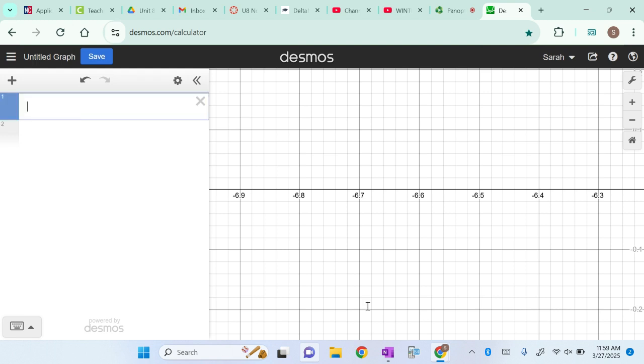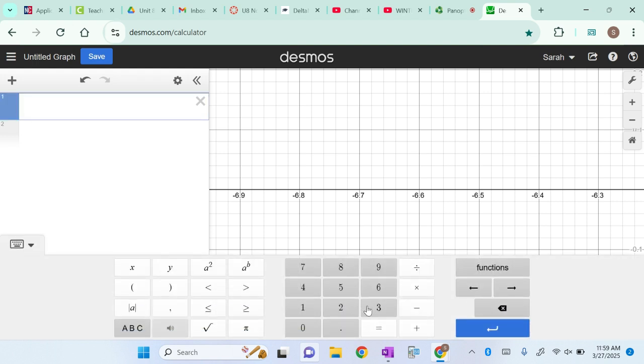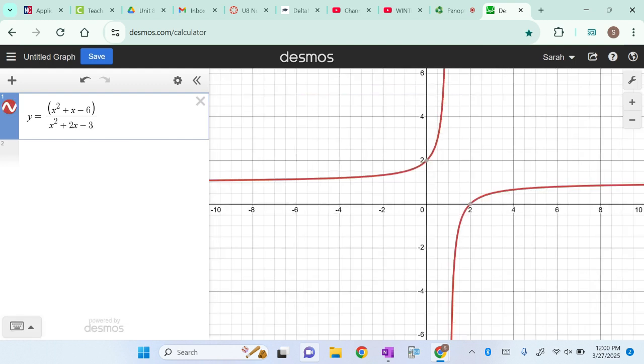So in Desmos, and you guys can do this along with me, do y equals x squared plus x minus 6. And you may have to throw parentheses around it to do the fraction bar. All divided by x squared plus 2x minus 3. And your graph should look something like that.